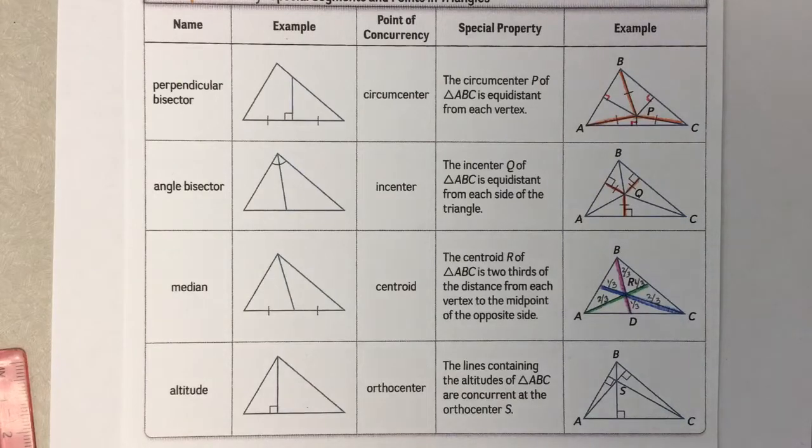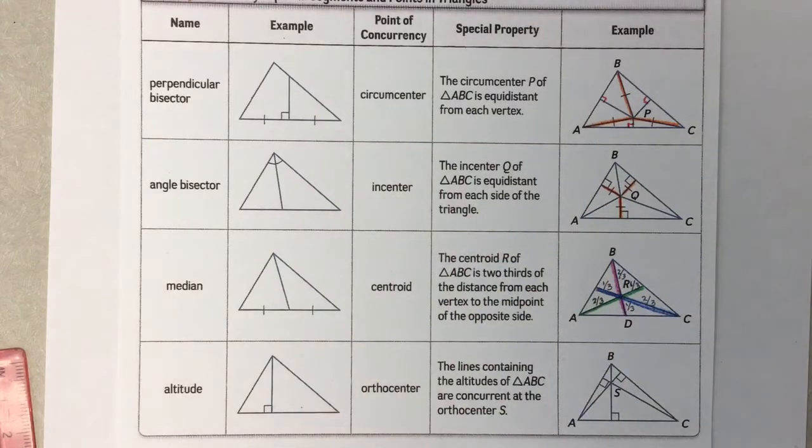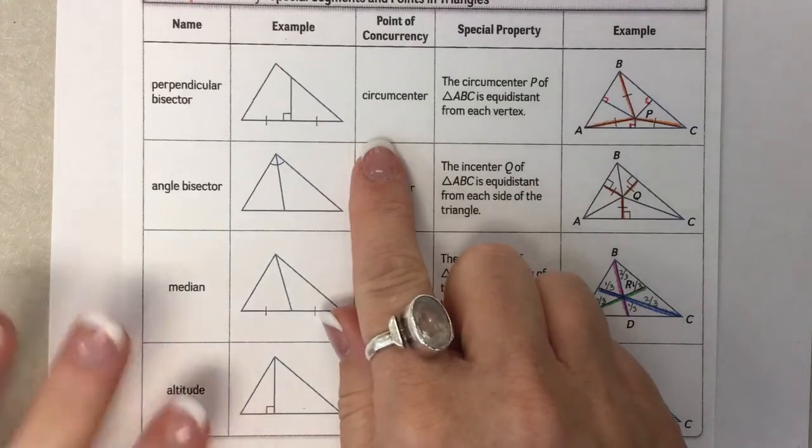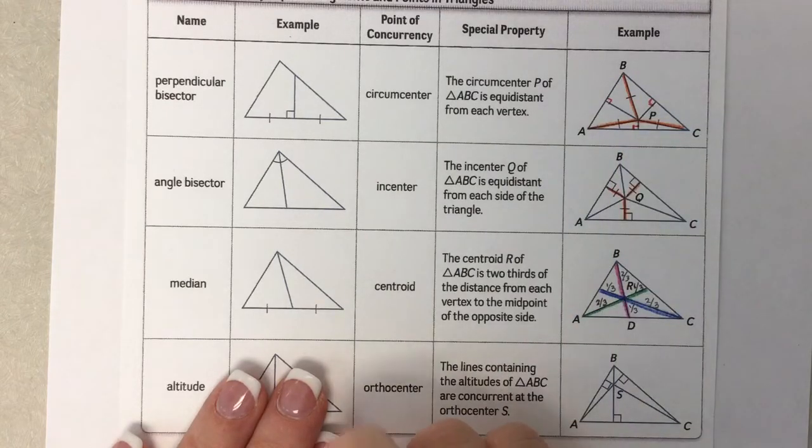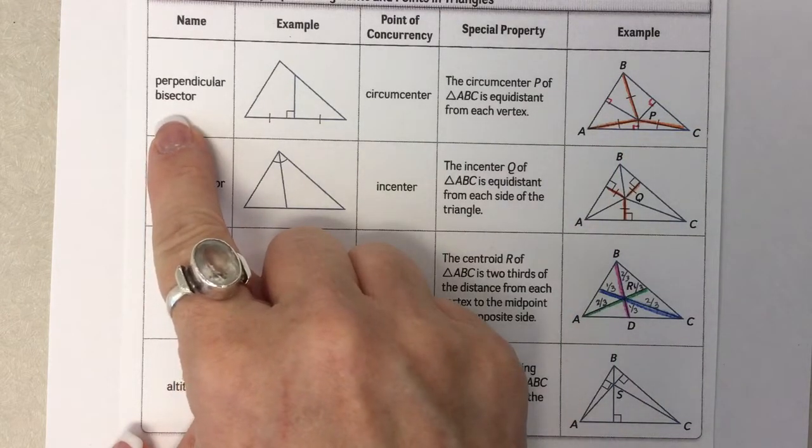Okay, today we're going to talk about how to do some constructions. The first construction we're going to do is the circumcenter. And the circumcenter is basically the point at which, in a triangle, all the perpendicular bisectors intersect.